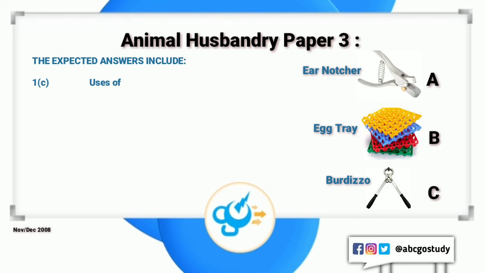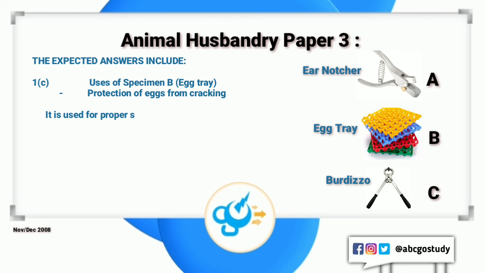We have C to be state 3 uses of specimen B. So what do we have as specimen B? Specimen B is egg tray. Thank God you even know about egg tray, so it should not be a problem to you. That will be protection of eggs from cracking, right? You also use it for proper storage of eggs. If you have a lot of eggs, it is this very container that will contain those eggs so that they will not crack, so that you can store them properly. You can't just put eggs on the table, you can't just put eggs anyhow. It is this that will help you to contain them well.